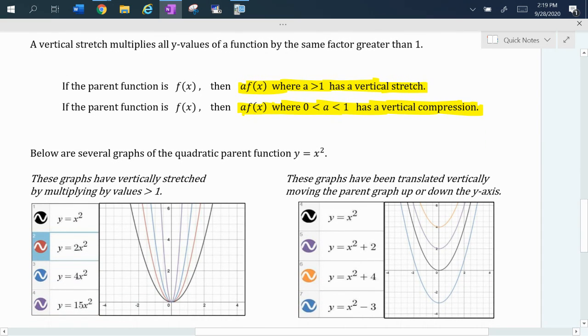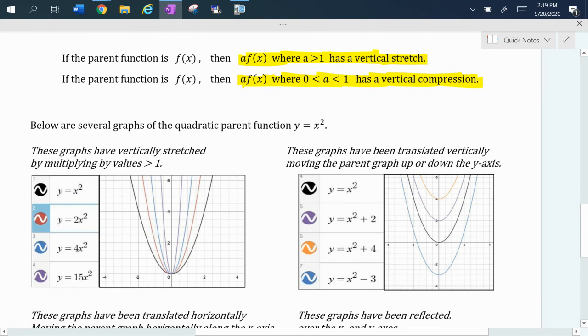And then lastly, we have 2 ways to stretch or compress a graph. If we multiply a function by a number that's bigger than 1, we stretch the graph, makes it taller and narrower. And if we multiply a function by a number that's in between 0 and 1, then we have what's called a compression. Compress means flatten out or make smaller.